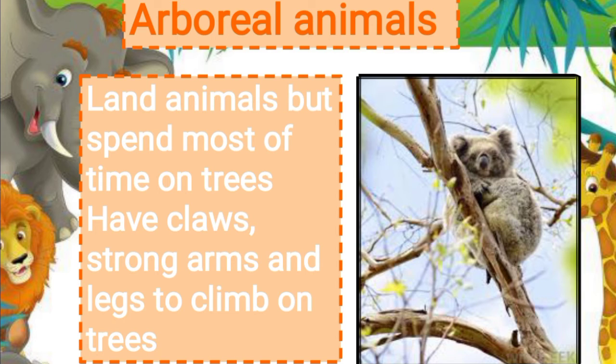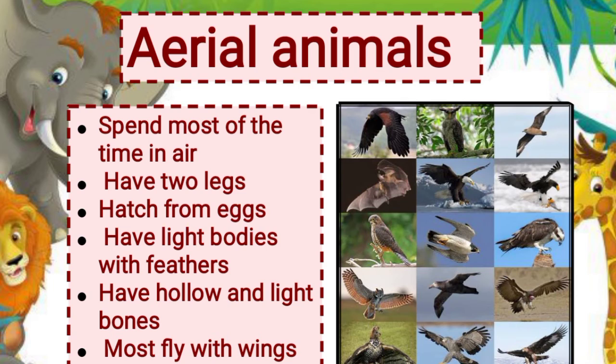These animals are land animals that live mostly on trees. They have sharp claws to climb up and down the branches and usually have strong and muscular limbs. Some can use their tail for holding onto the branches. For example, monkey.